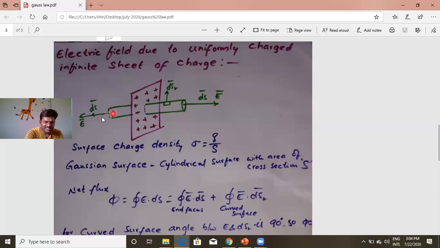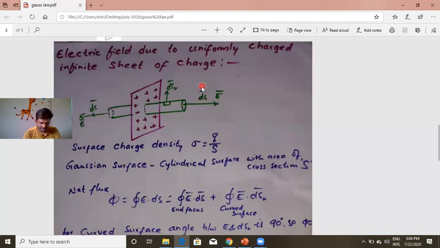Here for the end faces, this is a sheet of charge. Anyhow, the electric field always directs radially outward. So this is the electric field direction here, and this is the electric field direction here. The electric field direction is outwards, and the direction of area is also normal to this area. So here ds and E are parallel for the end faces. Unlike the earlier case, it is not cancelled. Now it is 0 degrees.